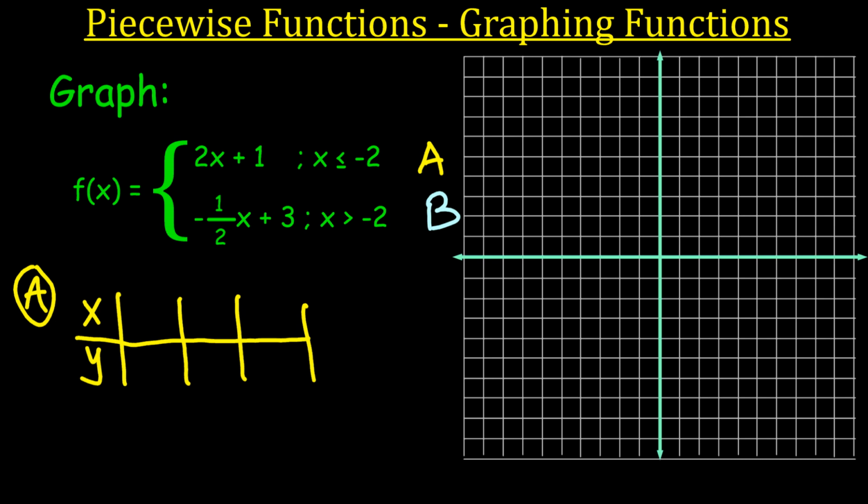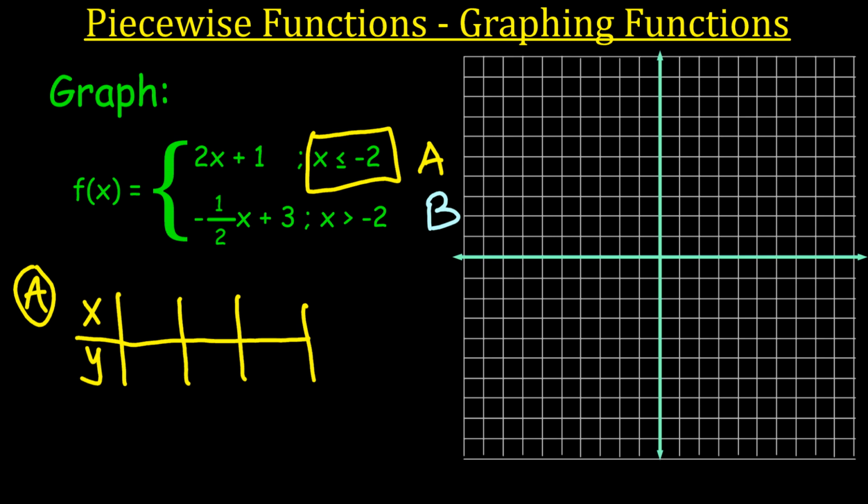Oftentimes what you'll see people do when they're graphing is they go right back to what they learned, which was to do -2, -1, 0, 1, 2, and so on for their table. And then they plug those in and they get their points. Well, that's not always the best approach with these examples, and the reason why is because this graph only exists on the left of -2.